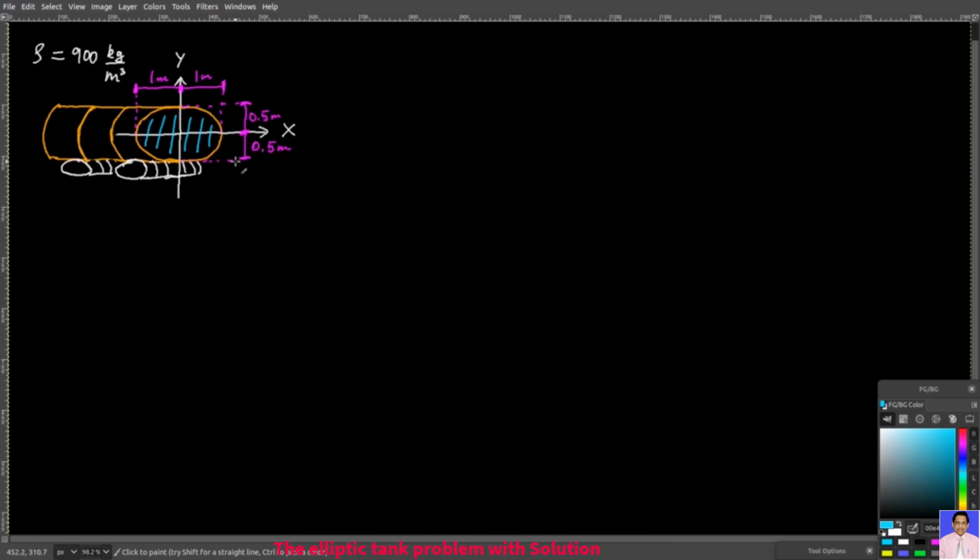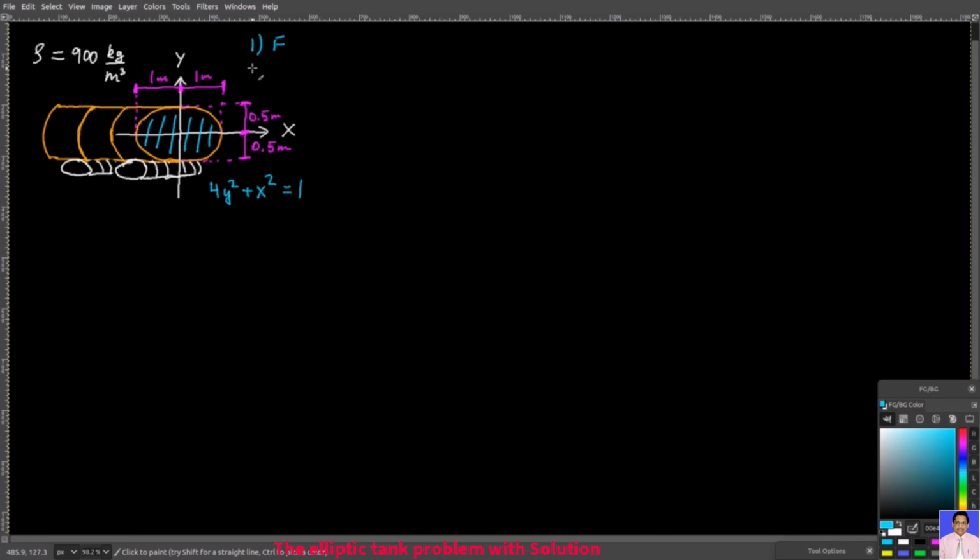It's an ellipse, and the equation of this ellipse is 4y squared plus x squared equals 1. That's the equation for this ellipse. That is the cross section of this tank. And now your task is to determine the resultant force that the liquid inside the tank exerts on this elliptical end plate. So you first need to find the total force that this elliptical end plate experiences.